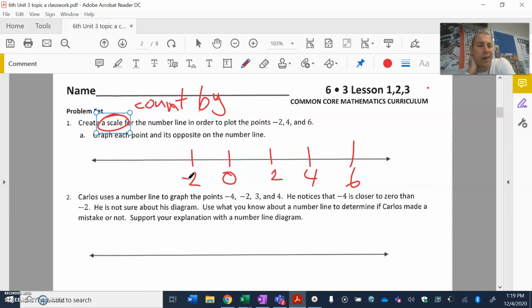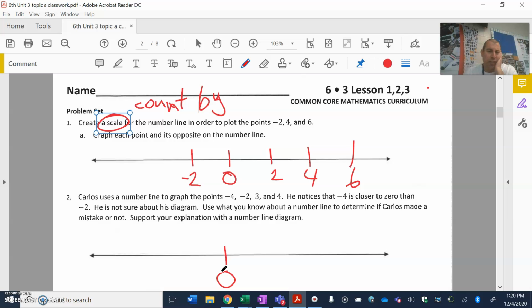The second one says Carlos uses a number line to graph the points, and they're listed there. He notices that -4 is closer to 0 than -2. He's not sure about his diagram. Use what you know about a number line to determine if Carlos made a mistake or not. Okay, so let's get our number line down. 0, again, a good number to have in the middle, separates the positives from the negatives. What do we want to count by here?